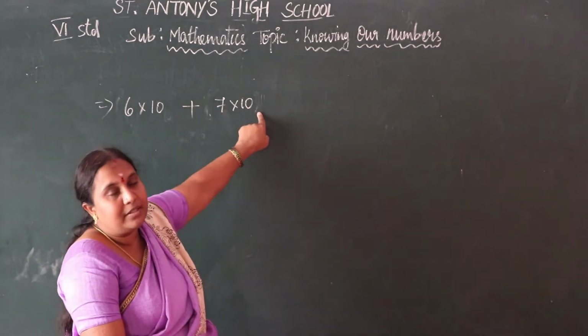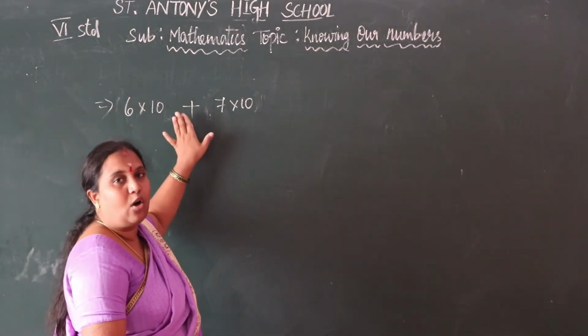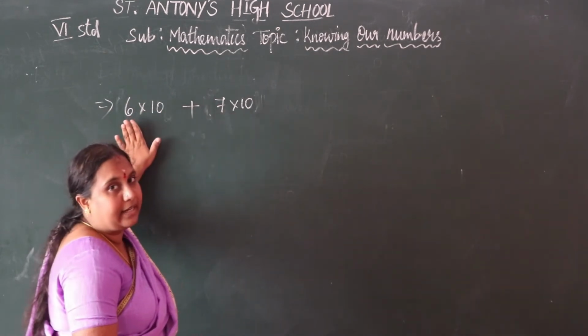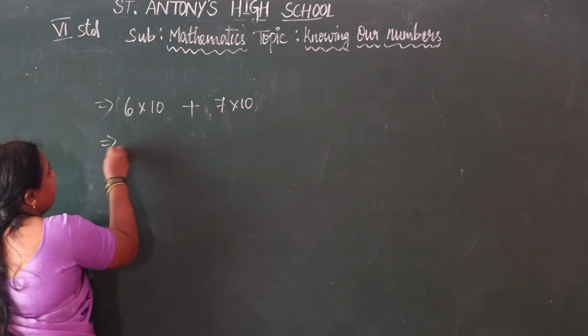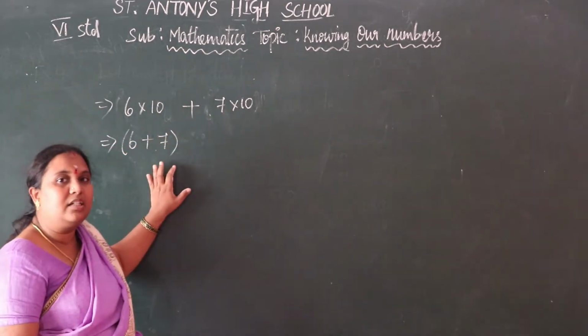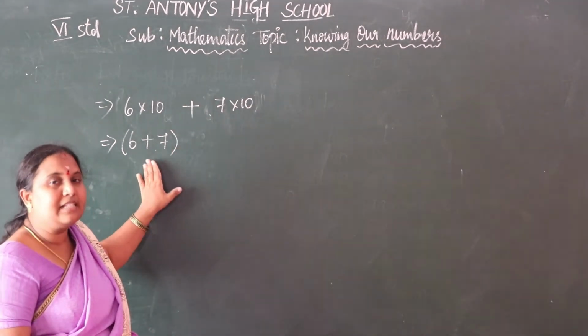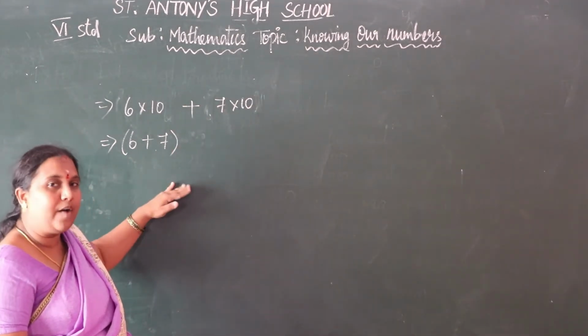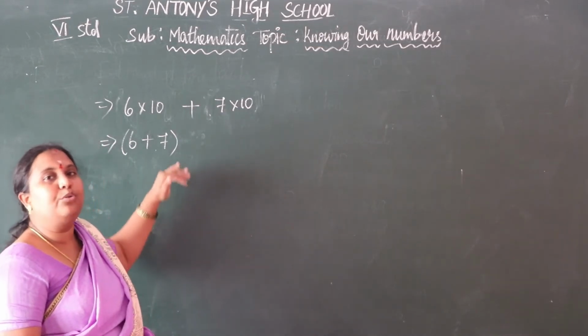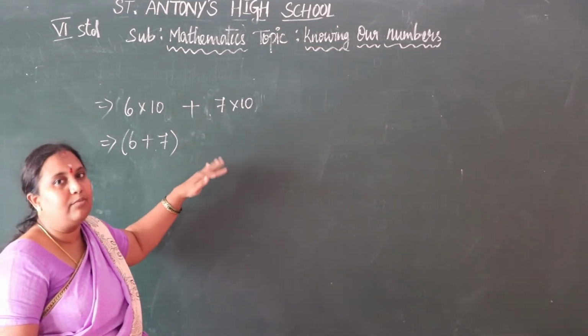Here 10 is common. So we are putting these two in brackets. Here we can write 6 plus 7. First we should turn the given numbers into brackets, and then we should calculate the values for the given numbers. That is using brackets.